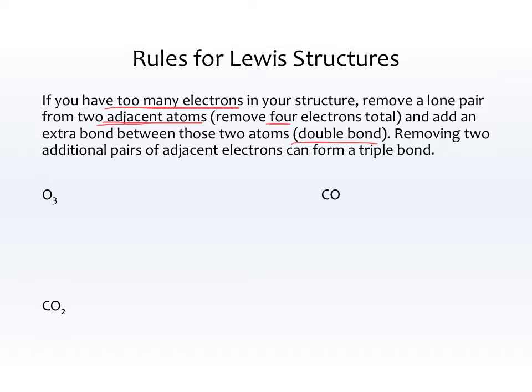We've got O3. First step is count the valence electrons. Oxygen is in group 16, so it has 6 valence electrons. There are 3 of them, so that's a total of 18 valence electrons. There is no unique atom, so we're just going to make a chain of 3 O's and give everybody an octet. Now let's count the electrons and see if we're done. We have 2, 4, 6, 8, 10, 12, 14, 16, 18, 20. 20. We're only supposed to have 18. This is going to be a problem.